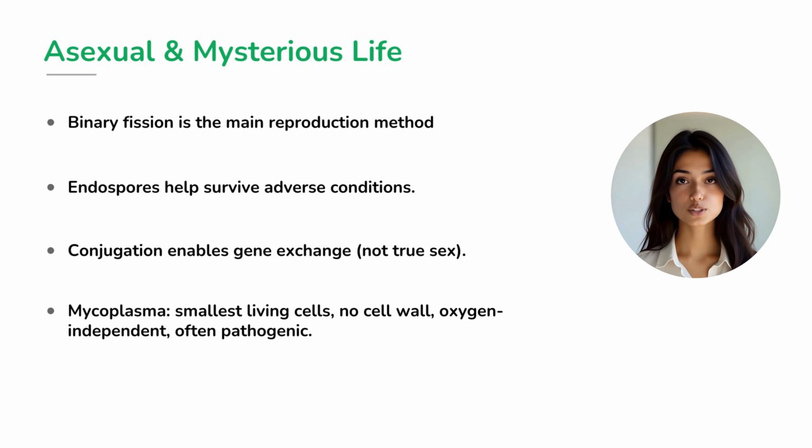Bacteria mainly reproduce asexually through binary fission, one cell splitting into two identical ones. Under tough conditions, they form endospores, helping them survive for years. Interestingly, bacteria also perform a form of sexual reproduction called conjugation, exchanging genetic material through direct contact. It's not truly sexual, but it adds genetic diversity.